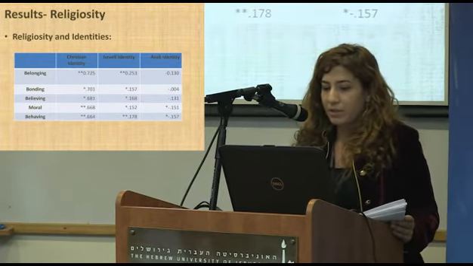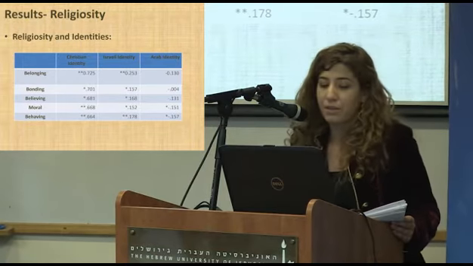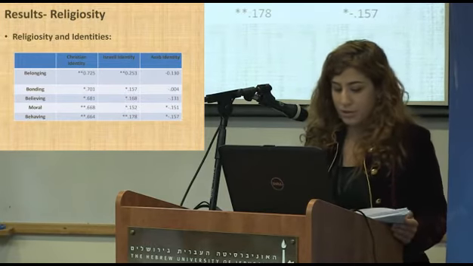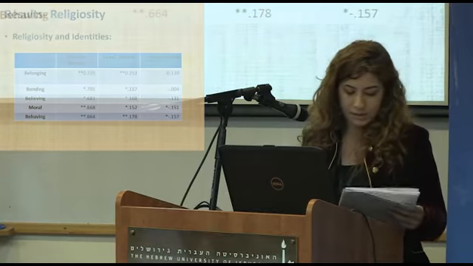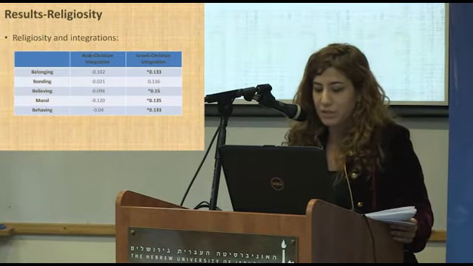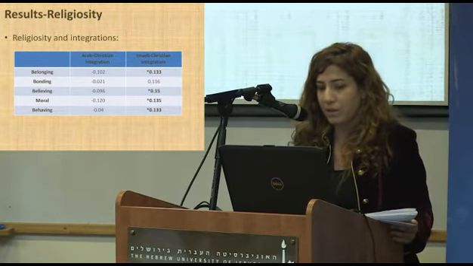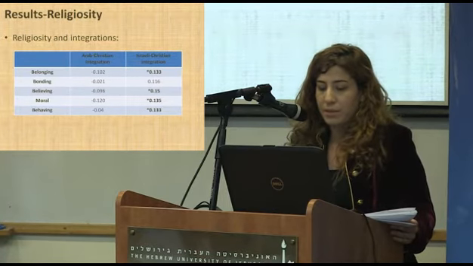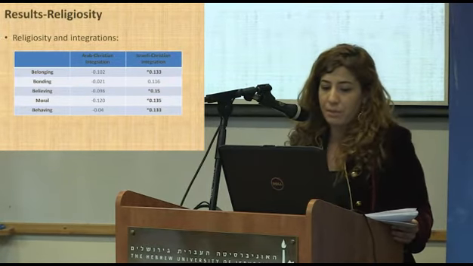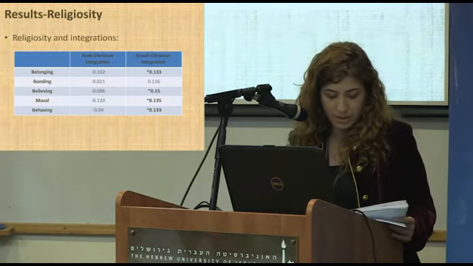And we didn't find significant correlations between the Arab identity and the first 3 elements, belonging, bonding, and believing, but we found a negative significant correlation with the moral and behaving dimensions. Regarding the relationship between religiosity and the integrations, we didn't find any correlation between Arab Christian integration and the 5 elements of religiosity, but we found a positive significant correlation between the Israeli Christian integration and belonging, believing, moral, and behaving, almost every dimension.